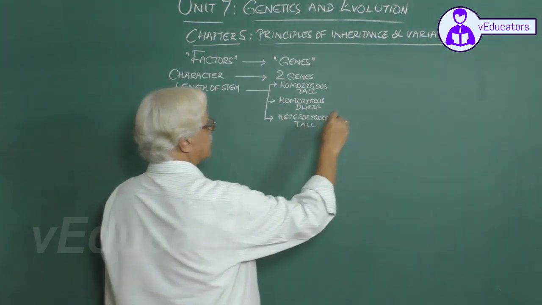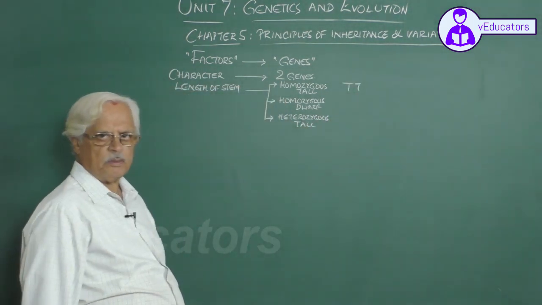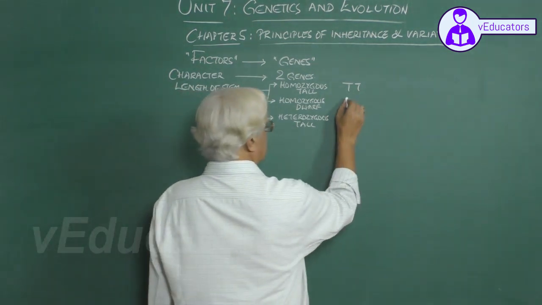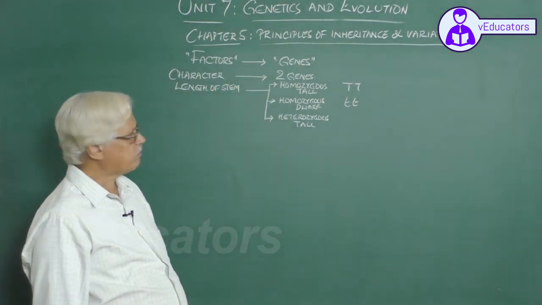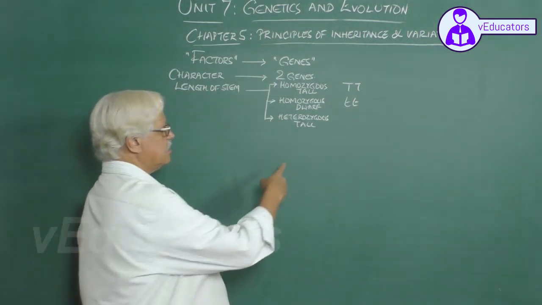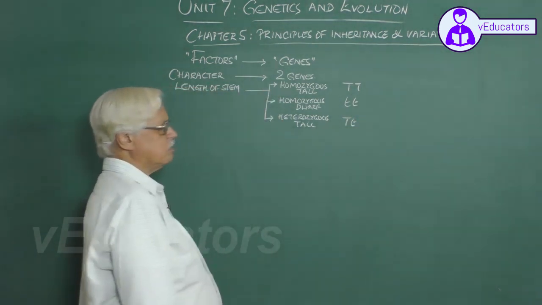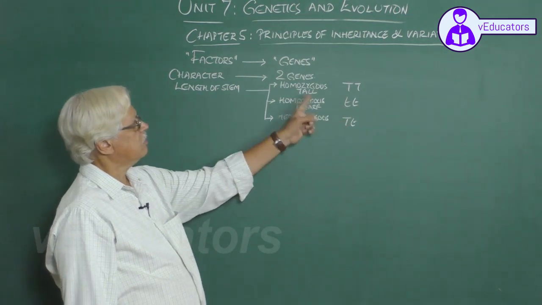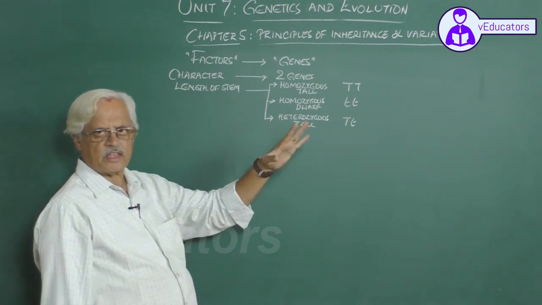When it is homozygous tall, we represent it as capital T, capital T. When it is homozygous dwarf, small t, small t. And when it is heterozygous tall, capital T, small t. All these indicate that there are two genes responsible for the expression of a given character.